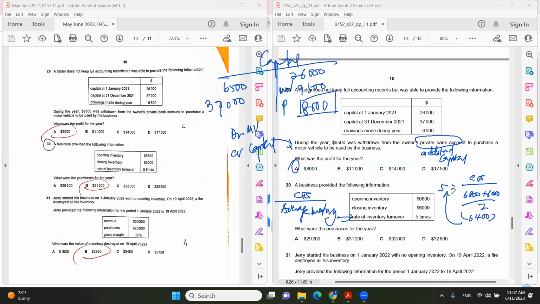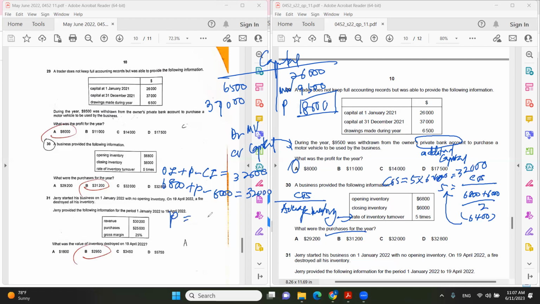Okay, this one bring it to here, become times. So our cost of sales is 5 times 6,400. So we get 32,000. Okay. And the question asks for the purchases. So the formula for the cost of sales is opening inventory plus purchases minus closing inventory. So the amount, 32,000, cost of sales. So opening is 6,800. Purchases, we don't know. Closing inventory is 6,000, equal 32,000.